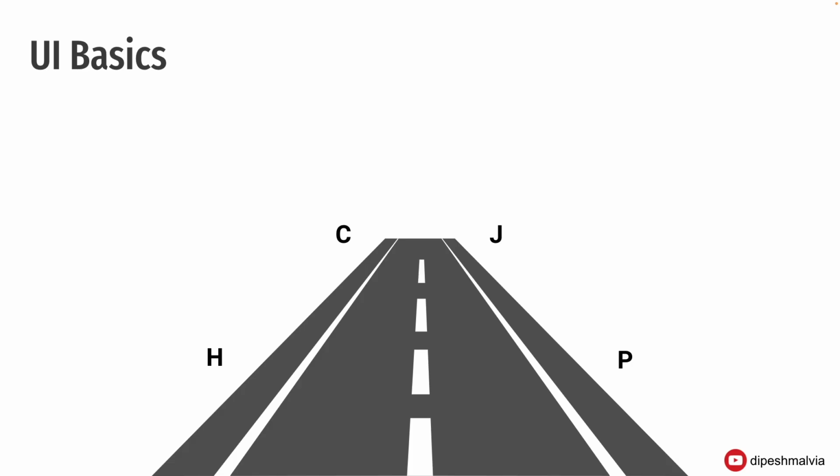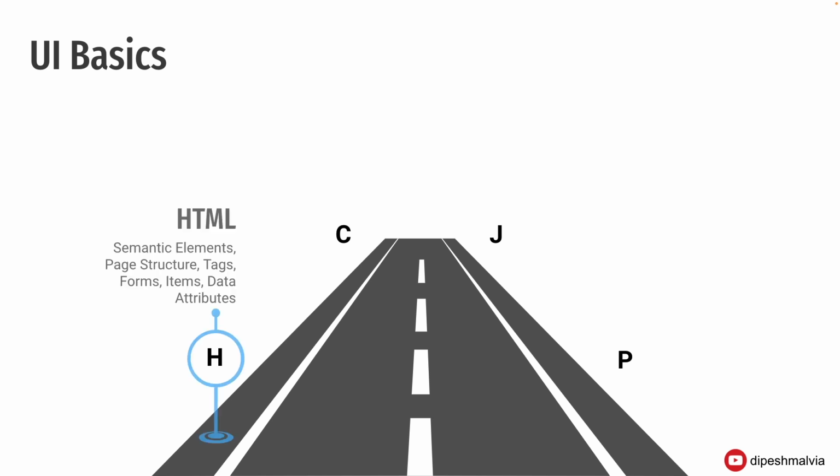So first we have to focus on the basics of UI development, which actually makes the base of our development roles. And we start with HTML. In HTML, we should learn about the semantic elements, page structure of our web page, HTML tags that are available and the purpose of using those tags, forms, items, and data attributes, which allow us to store extra information on the semantic HTML tags.